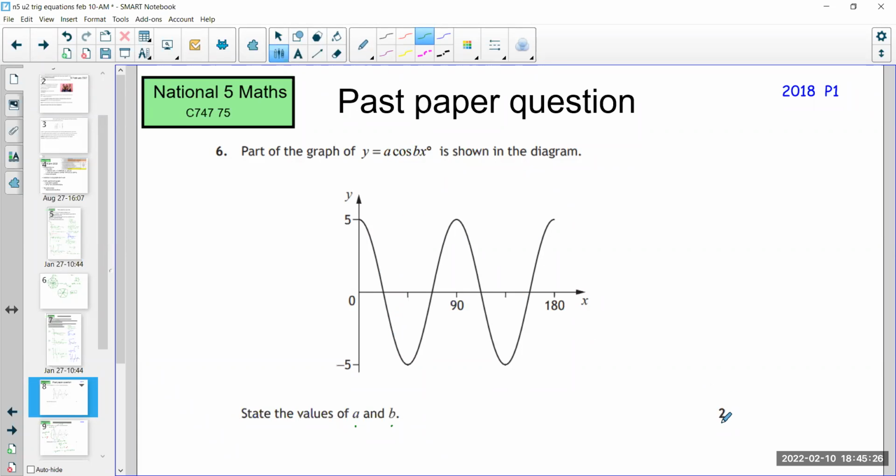See, at least you should score half of the mark here before I go and talk to the B's. So A is what we call the amplitude.